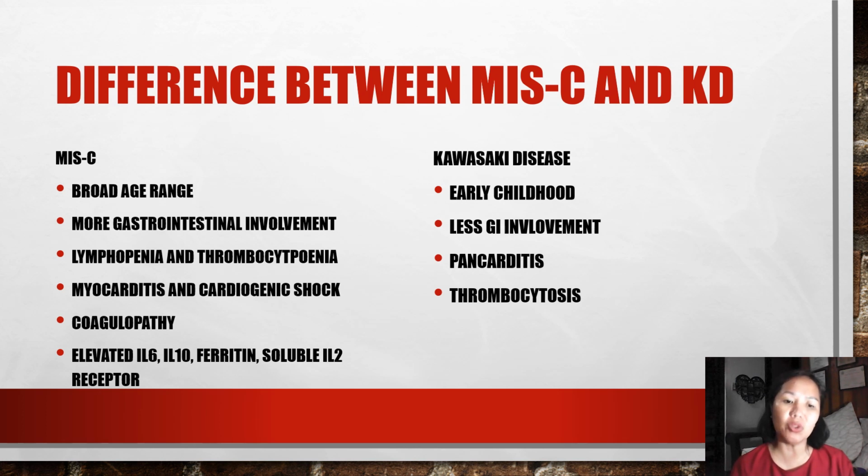soluble interleukin 2 receptor. However, Kawasaki disease usually occurs in early childhood or less than 5 years old. There is less gastrointestinal involvement. Usually, cardiac involvement is pancarditis, or it involves the endocardium, the myocardium, and pericardium. And usually there is thrombocytosis.